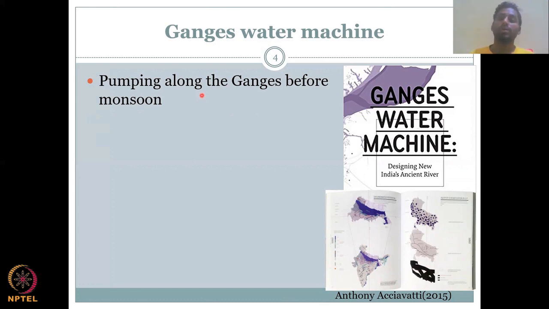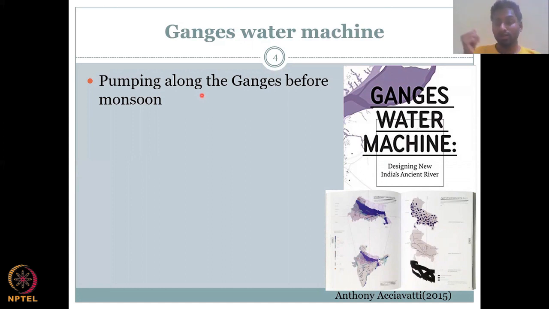Okay, the Ganges has a lot of water as surface water, but in recent years, along the Ganges, in the rural areas, the groundwater has been depleting. So what the Ganges water machine concept thinks about is, if you pump along the Ganges before the monsoon, okay, along means along the riverbed where you can put up a big pump and pull out the water, okay?